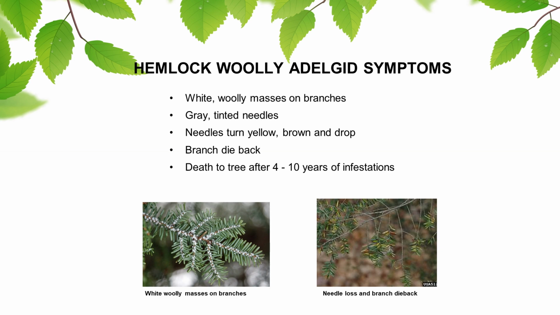Hemlock woolly adelgid symptoms. The symptoms of hemlock woolly adelgid include white woolly masses on branches and gray-tinted needles. Needles turn yellow, brown, and drop from the tree. Branches die back. Death of the tree after 4 to 10 years of infestation is highly likely if left untreated.